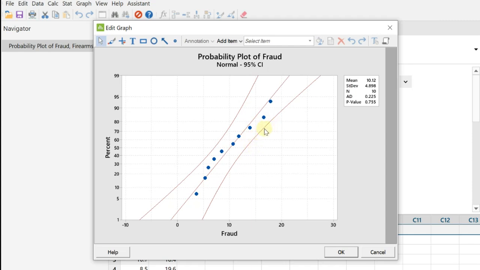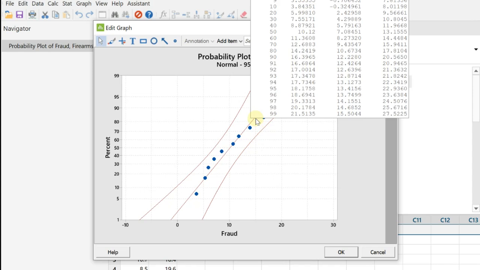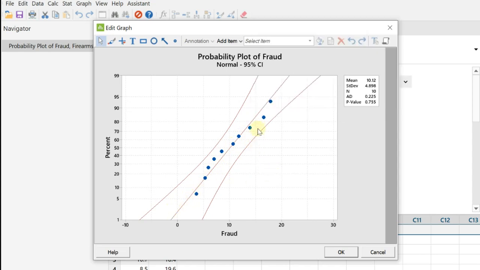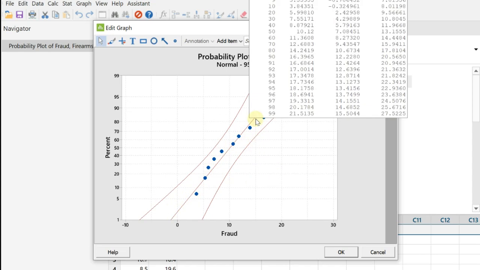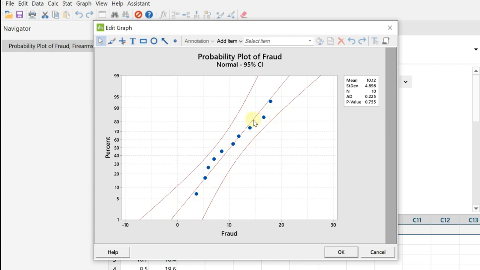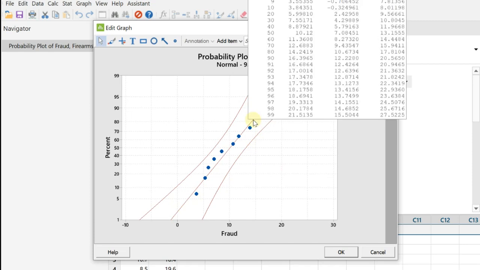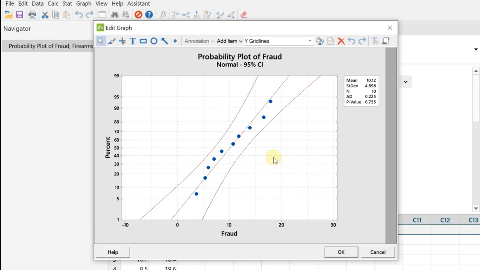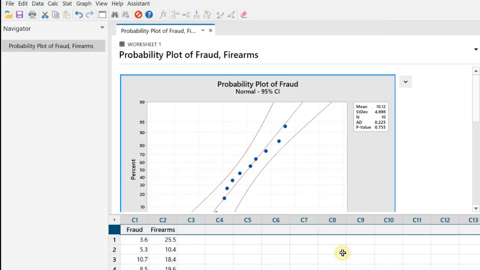What also pops up when I go over the line is the numbers that were used to construct this line. These are percentiles: 99, 98, 97, and so on. So don't worry about the details. All we want to know is whether these blue dots fall on that straight line. If they do, the data follows a normal distribution. So hit OK on this one.